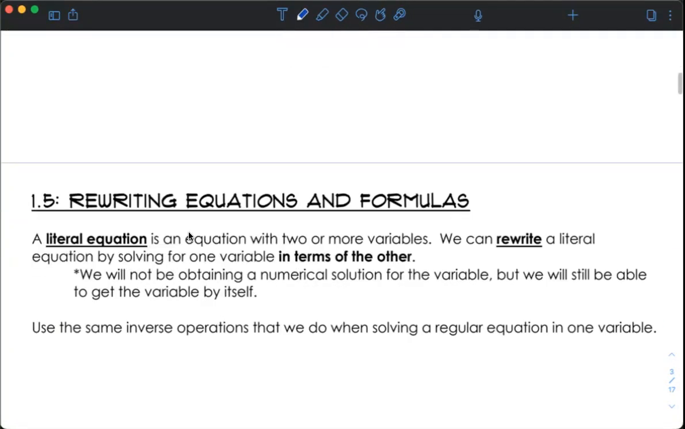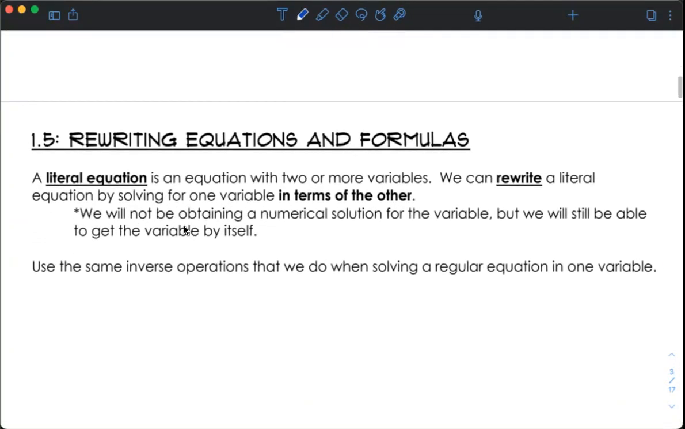And the first thing we're going to talk about is what a literal equation is. A literal equation is an equation with two or more variables. One of the main things that we're going to be doing is rewriting equations by solving for one variable in terms of the other.